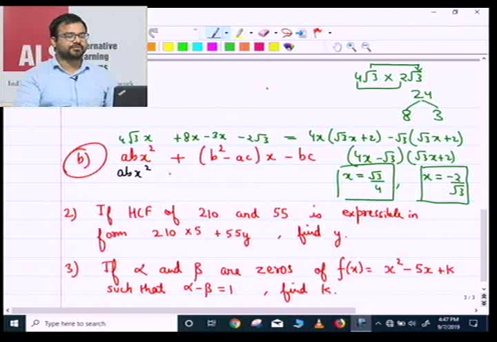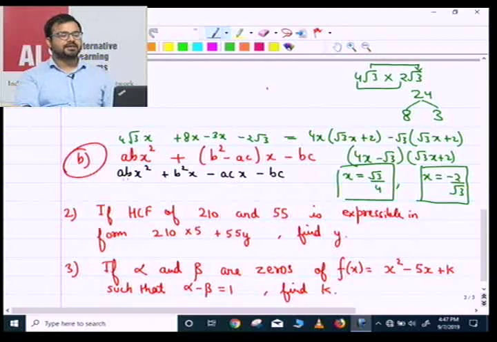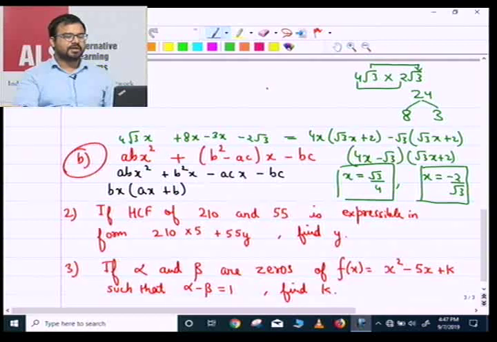This can be distributed. b square x minus acx minus bc. We can write like this. Now you can take bx as common, so you will be left with ax plus b. And from here we can take c as common, so again minus c as common, ax plus b.